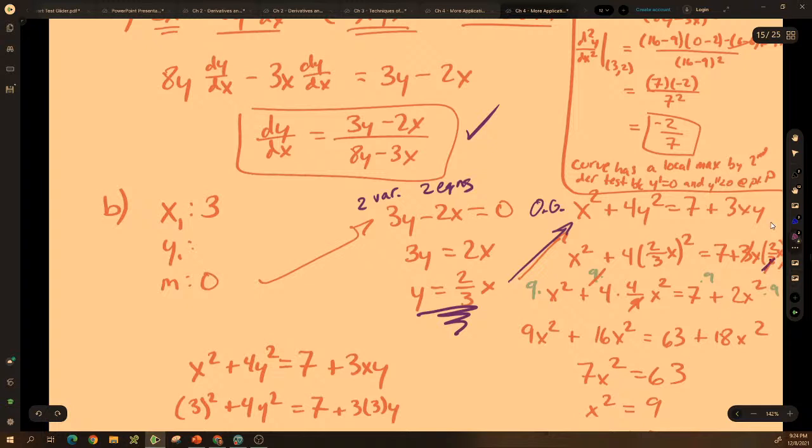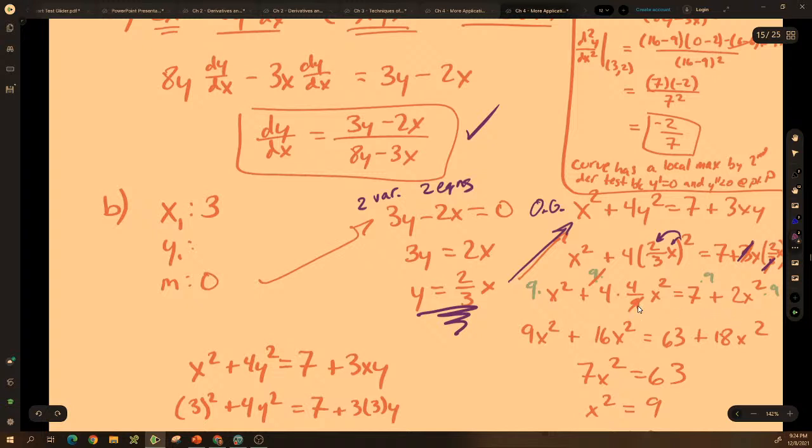Here those 3's cancel. And this squares the 2/3 and the x. So 2/3 squared is going to become 4/9. This is x squared plus 4 times 4/9 x squared equals 7 plus 2x squared, right? Because the 3's canceled, x times x is x squared, and we have a 2 in front.